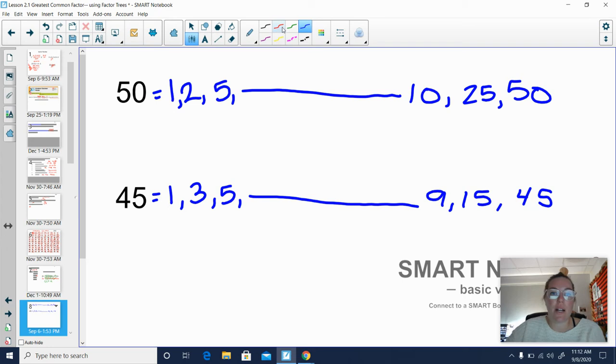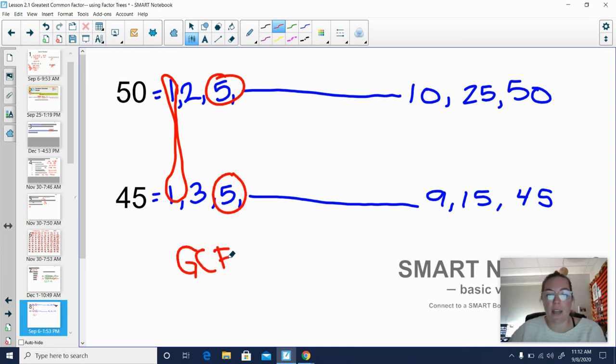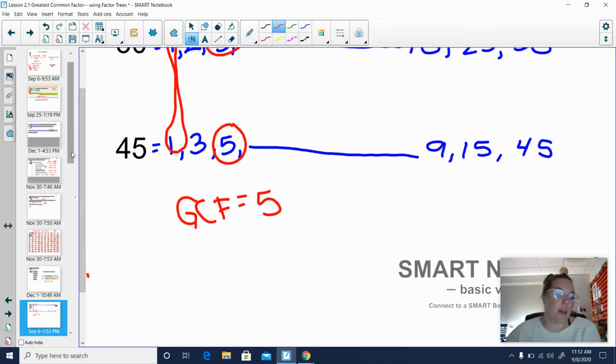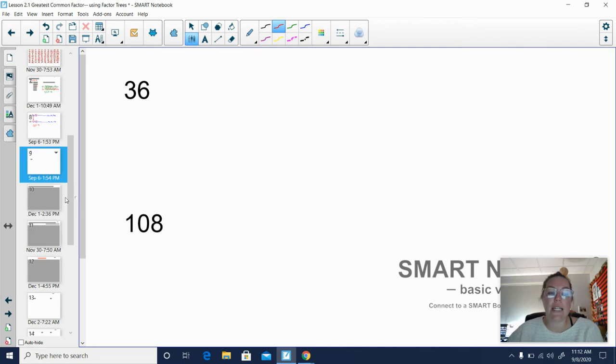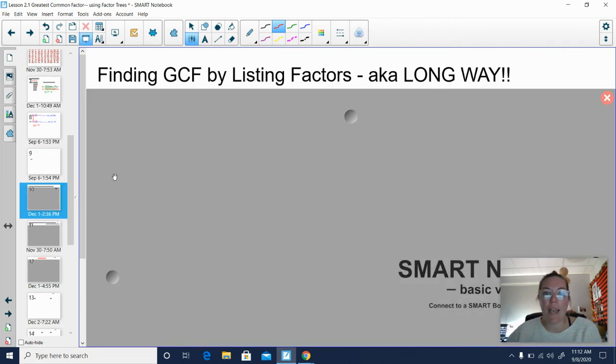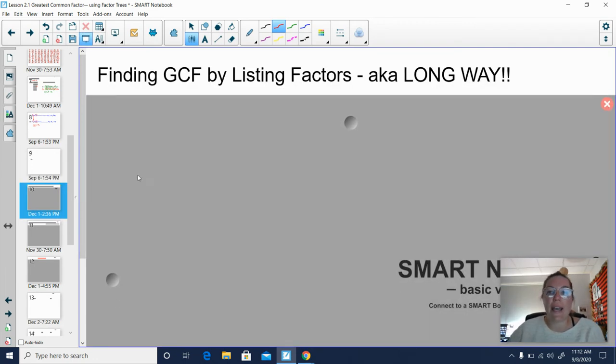Now what we do is we find our common factors. They both have a 1. Oh, that was sloppy. They both have a 5, and that is it. So of the common factors, which are 1 and 5, 5 would be my largest. Easy squeeze. So when we get bigger numbers, it actually can get a little bit more difficult, but it doesn't need to be. Okay? This is AKA the long way.